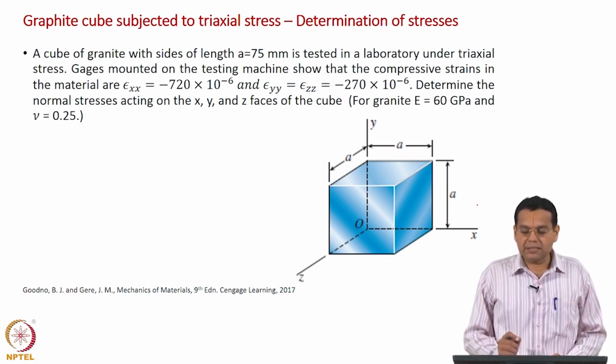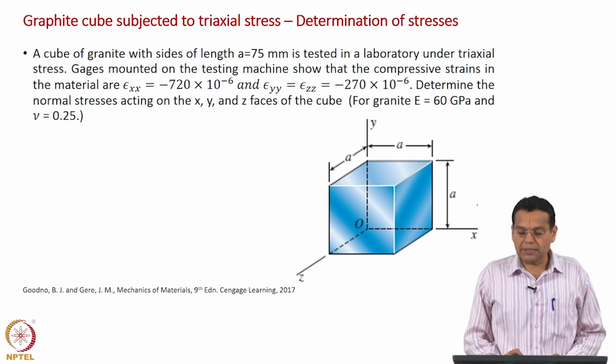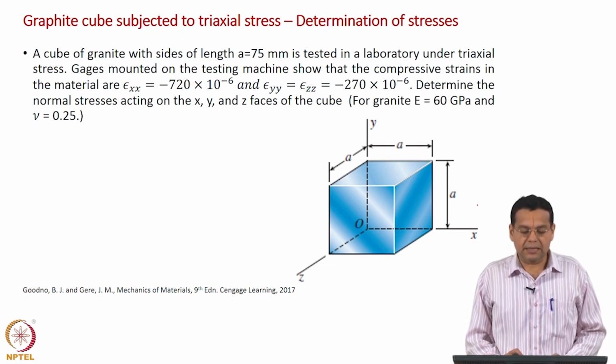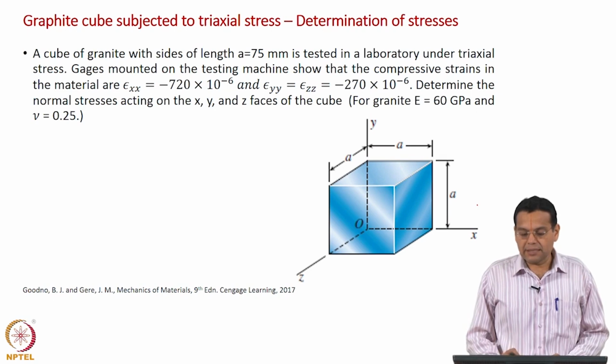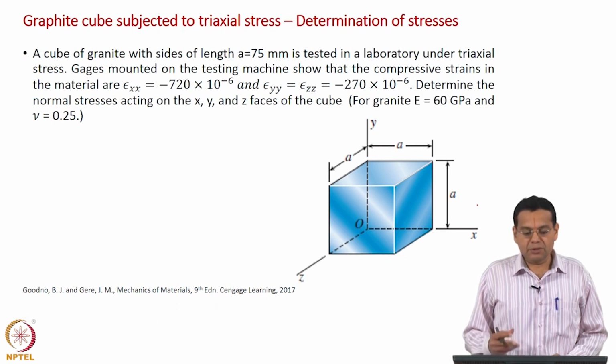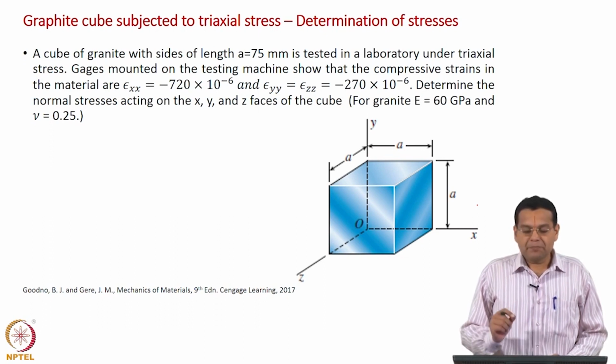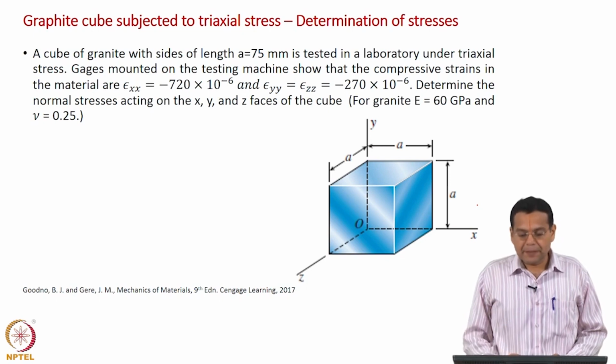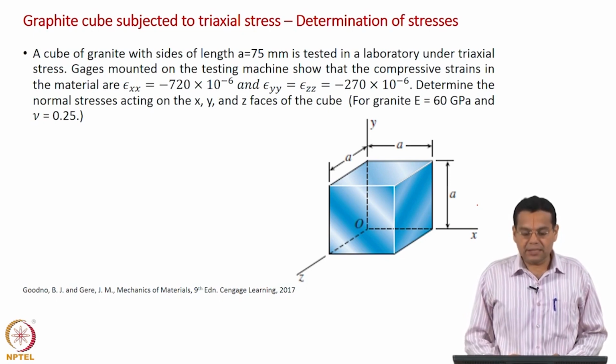Gauges mounted on the testing machine show that the compressive strains in the material are epsilon xx, epsilon yy, and epsilon zz. The normal strains along the x, y, z axes are shown. These gauges are called strain gauges. They can be used to measure the strain. That is why we said strain is measurable. Determine the normal stresses on the x, y and z faces of the cube.